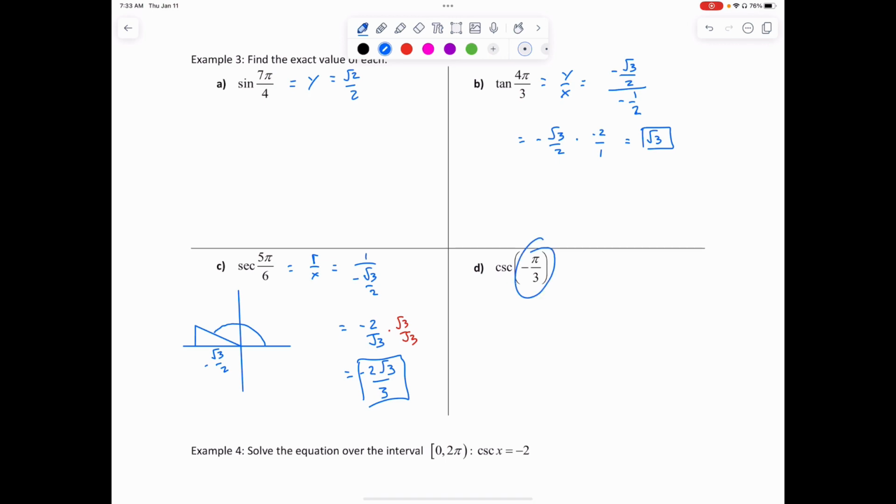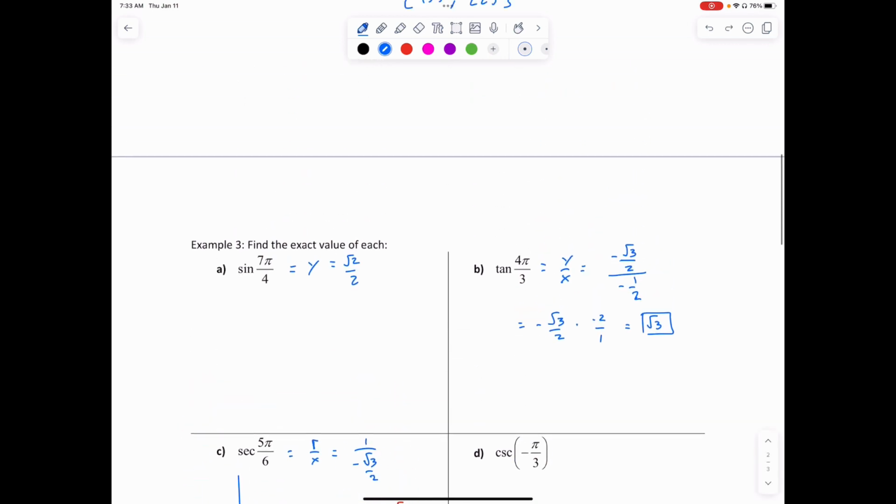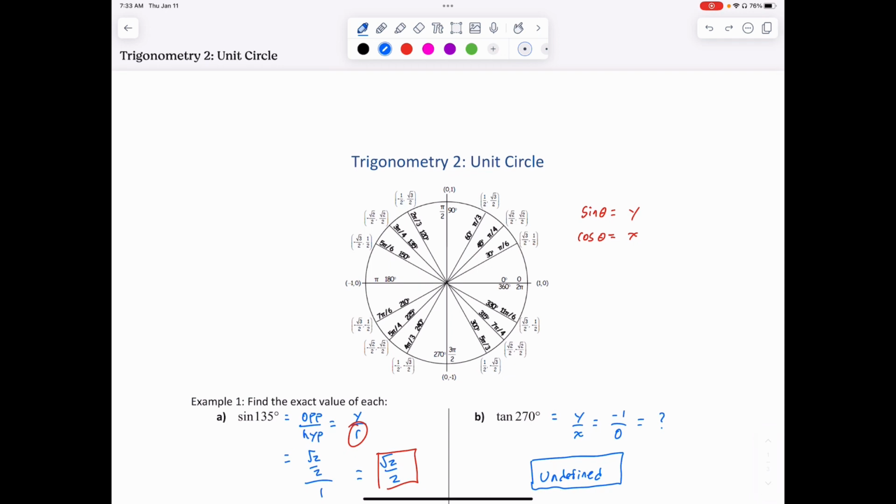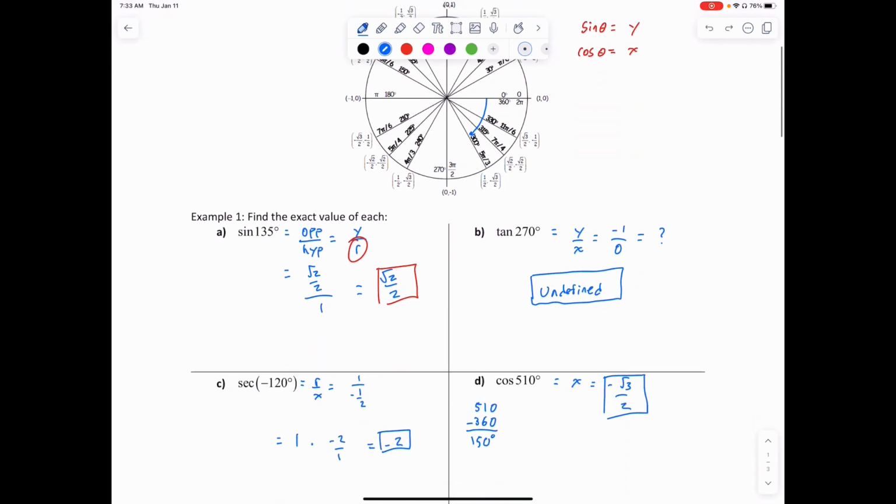Okay, lastly in this one, we've got negative pi over 3. I'll go back to this unit circle here. Negative pi over 3 means I'm moving in this direction. So instead of being up here at pi over 3, I'm down here at negative pi over 3, which is coterminal with 5 pi over 3. So our ordered pair is 1/2 comma negative radical 3 over 2.